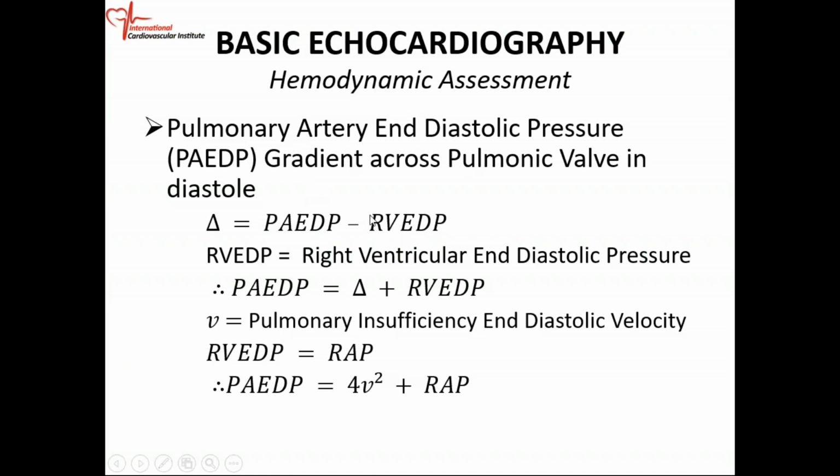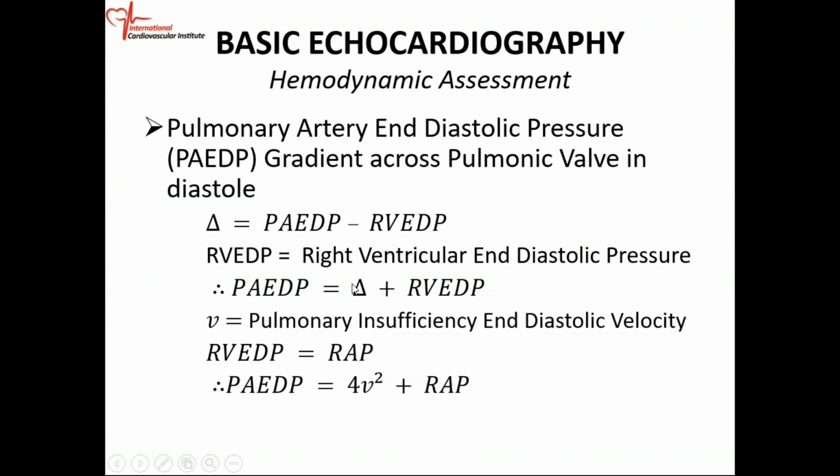Okay? All right? So the gradient is equal to the pulmonary artery end diastolic pressure minus the RV end diastolic pressure. If you rearrange your equation, you'll see that the pulmonary artery end diastolic pressure is equal to the gradient plus the right ventricular end diastolic pressure.